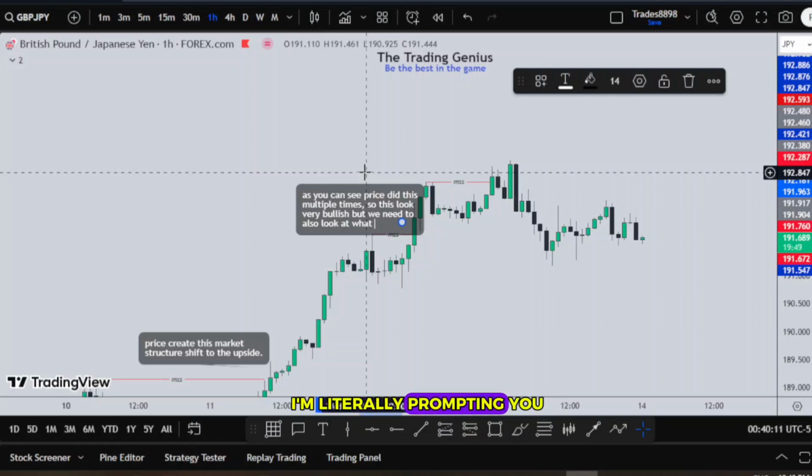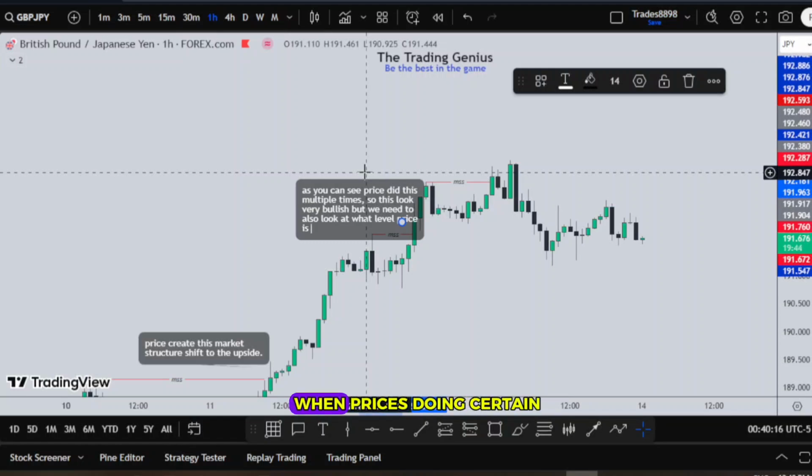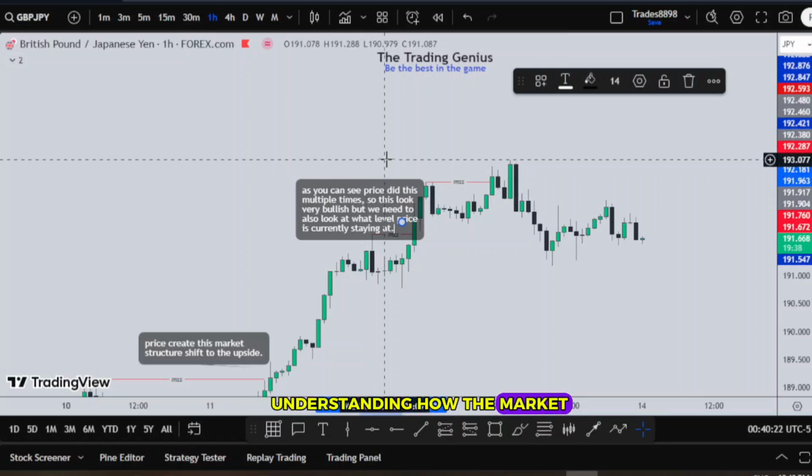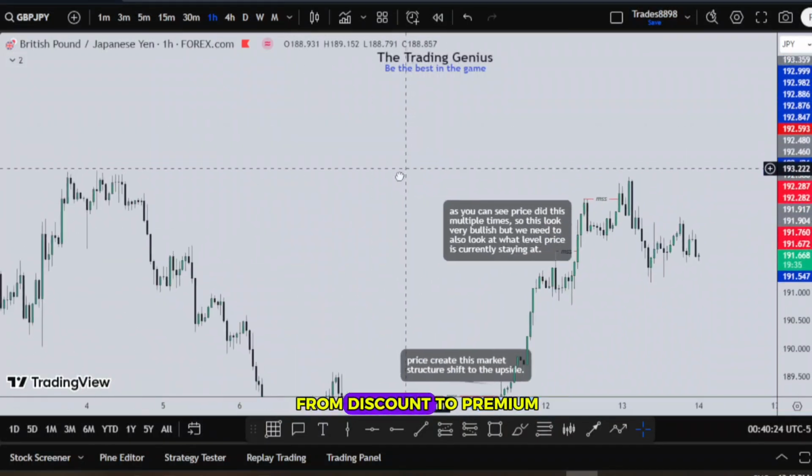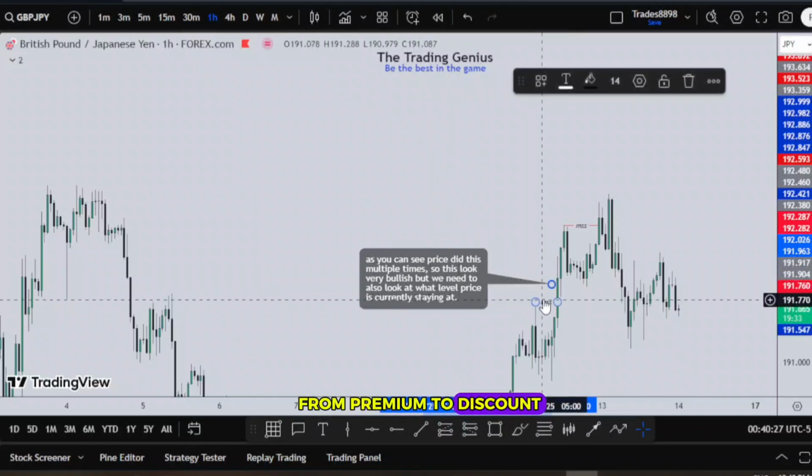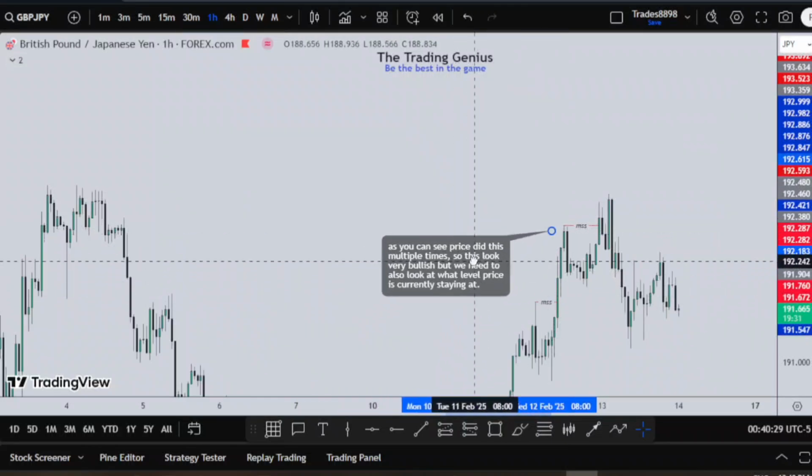I'm literally prompting you to pull out, at very specific times when price is doing certain things, what's going to be helpful to you. Which leads to what? Understanding how the market moves from one PD array to the next, from discount to premium, from premium to discount.